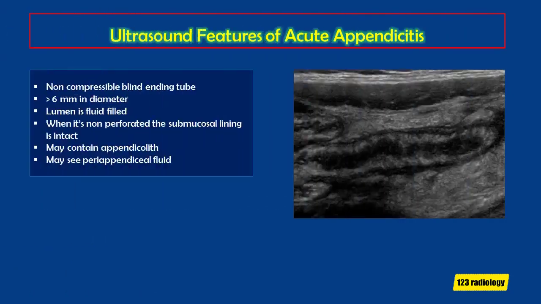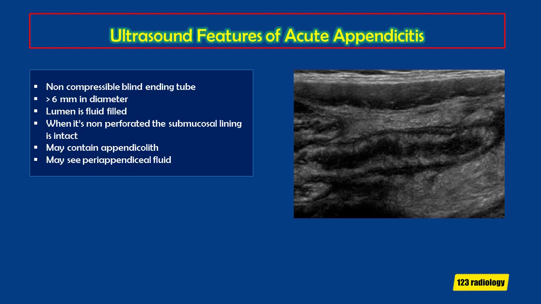Ultrasound features of acute appendicitis. We see a non-compressible blind ending tube, greater than 6 mm in diameter. It is fluid-filled. When it's non-perforated, the submucosal lining is intact. You may see an appendicolith. And you can see periappendiceal fluid.